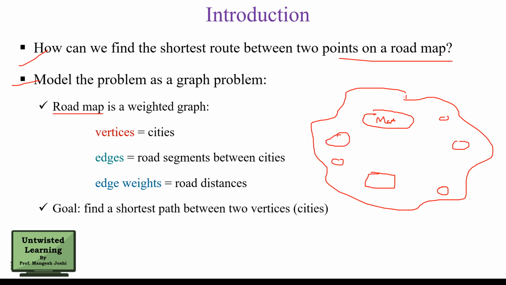So a roadmap is a weighted graph where vertices are nothing but cities, edges are nothing but road segments between cities, and edge weights are nothing but road distances or traveling costs. So your goal is to find out the shortest path between two vertices. So there will be one originating point and there will be some destination point. So you will be finding out the shortest path.